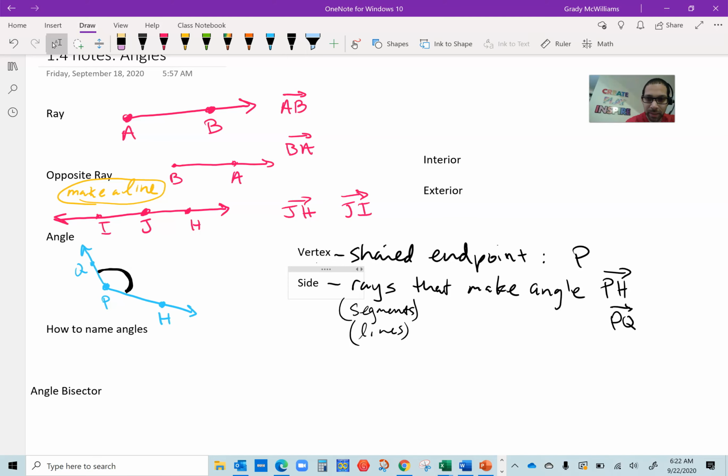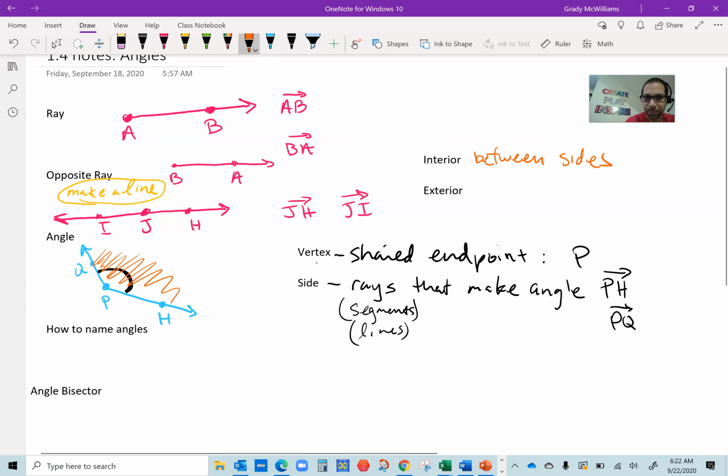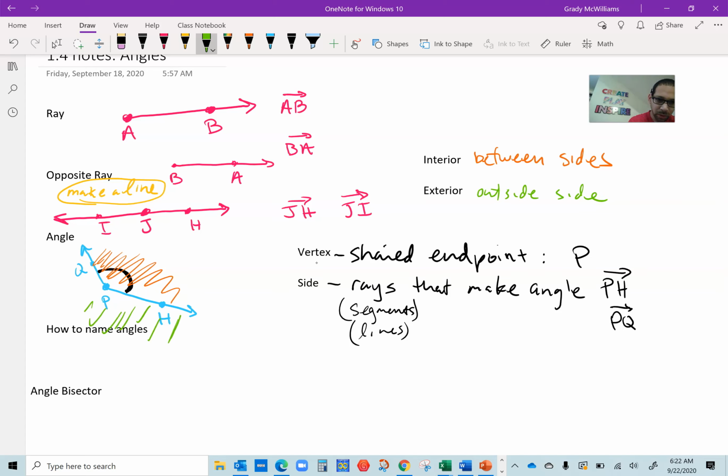Anyway, and then there's the interior. The interior is all the space in between the two rays. So all of this space here is called the interior. Between the sides. And then you also got the exterior, which is obviously going to be outside the sides. So all of this out here would be considered the exterior.